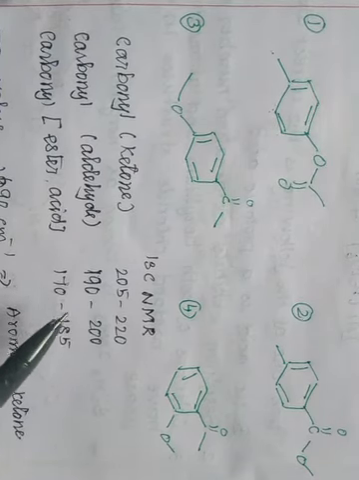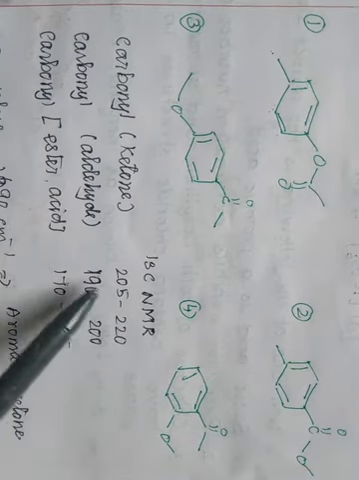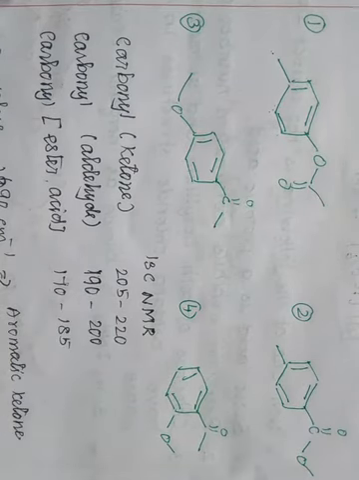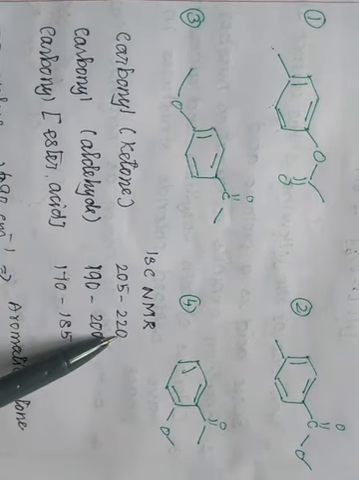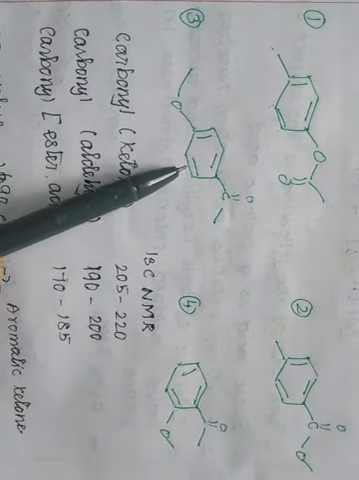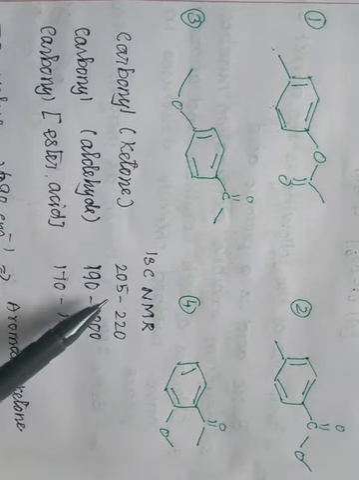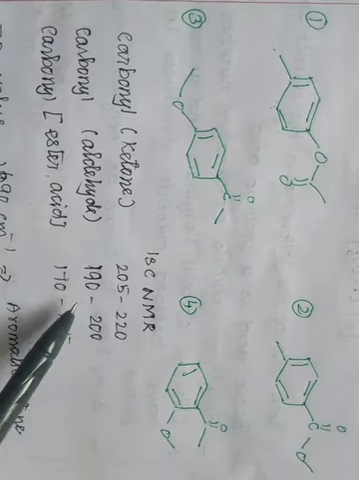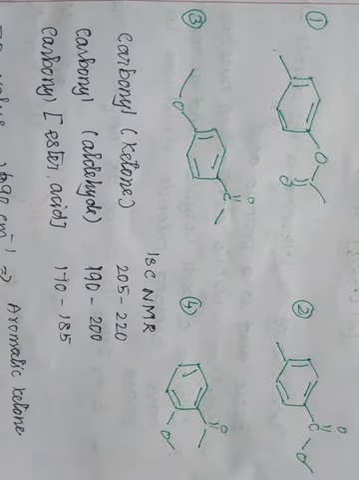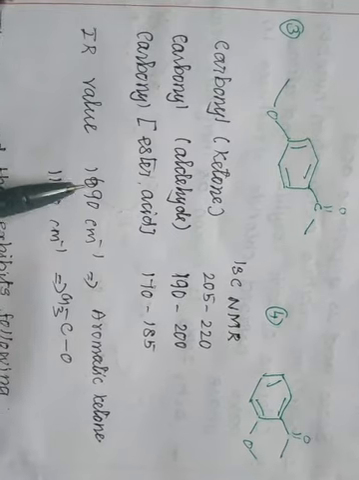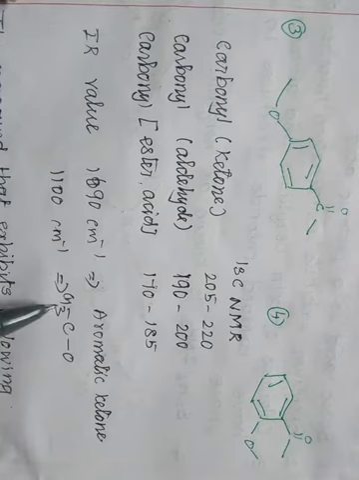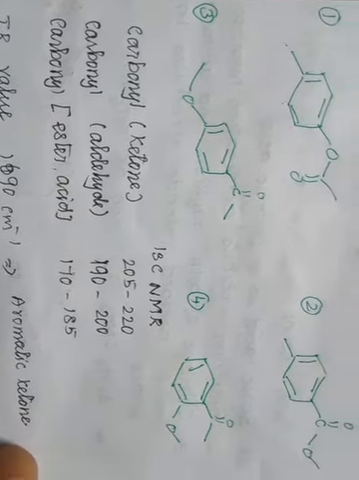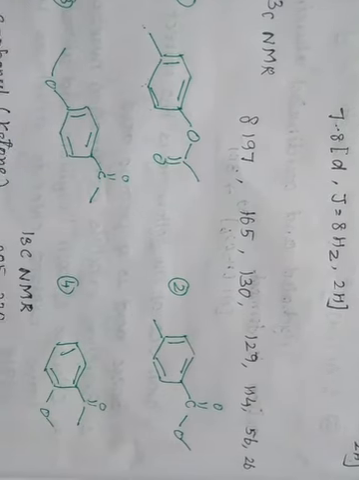So from the options and also from the standard values, you can conclude that this 197 will be the value for your keto group. Here the keto group is 205 to 220, but because it is an aromatic keto group, its value is slightly lower than this. So 197 will be for the ketone group, and the IR values 1690 and 1100 show that these are for the aromatic ketone, and a CH3CO group is there. So from these options, these are the 4 options.